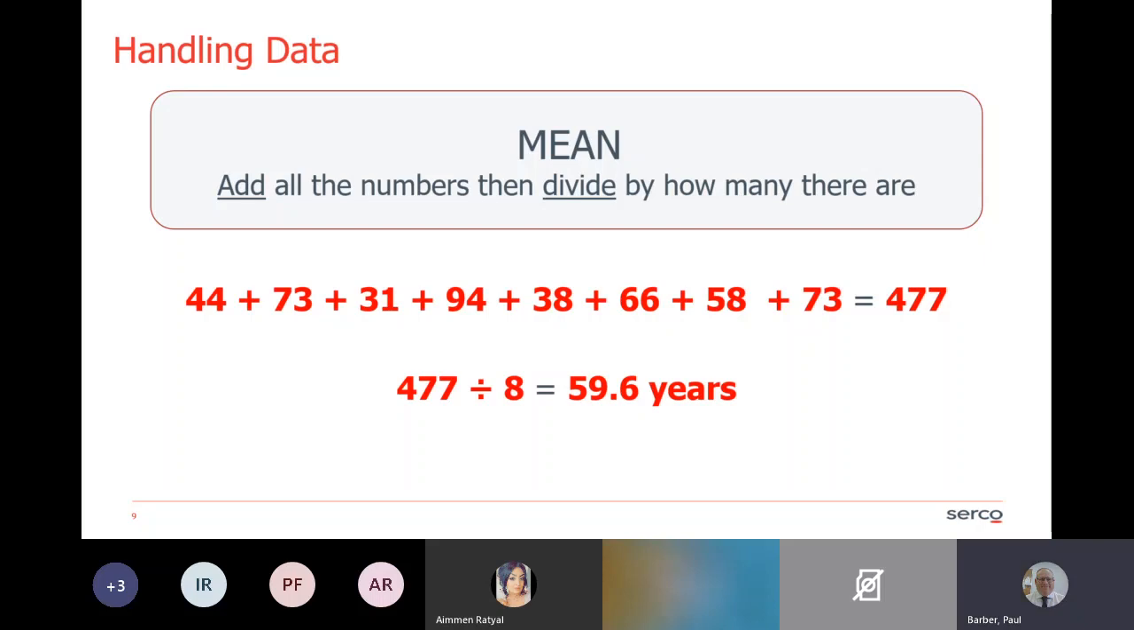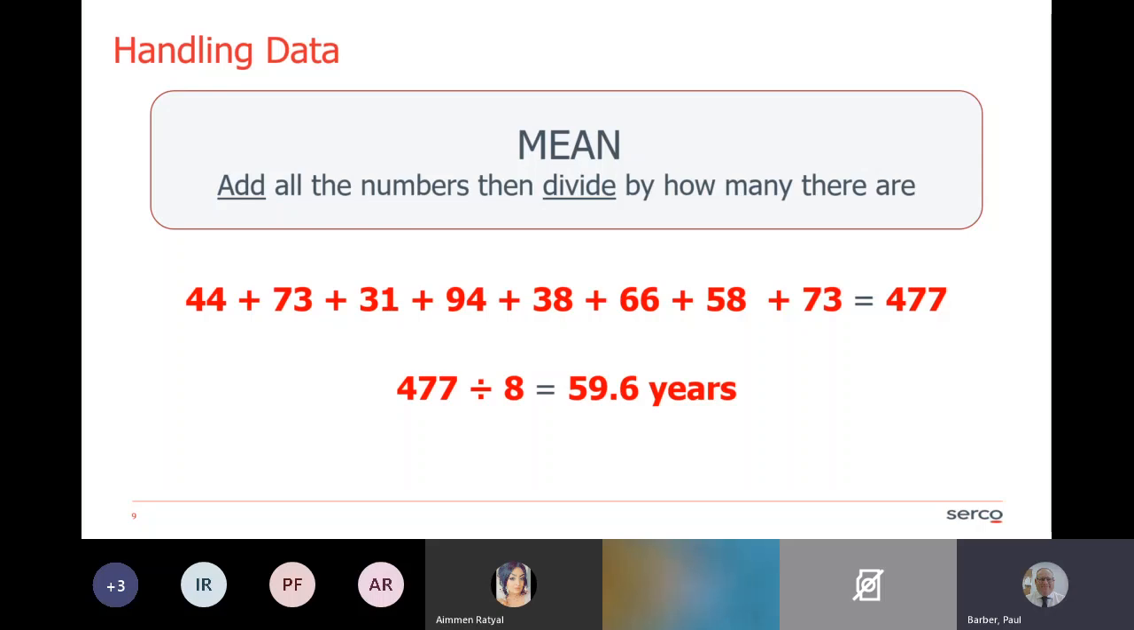And the mean, if we look at the answer of 59.6 years, well, if we look at the spread of our numbers, we've got a couple of 30-year-olds and a 44. But then they're all a little bit higher. So we've got a 58-year-old, 2 73s, 66, 94. So we would expect our mean to probably be slightly towards the higher end, which 59.6, almost 60 years, is. If we'd worked it out and got the mean as 32, obviously that couldn't be correct because that doesn't represent the spread of our numbers. Or similarly, if we got the mean answer of 84, again, that doesn't really represent the spread of our numbers.